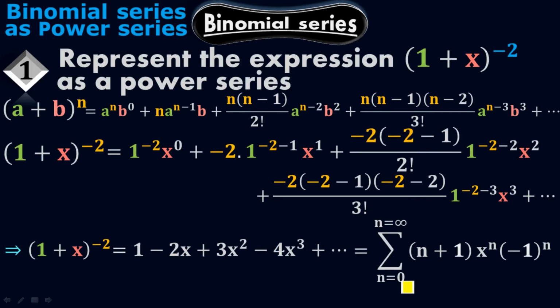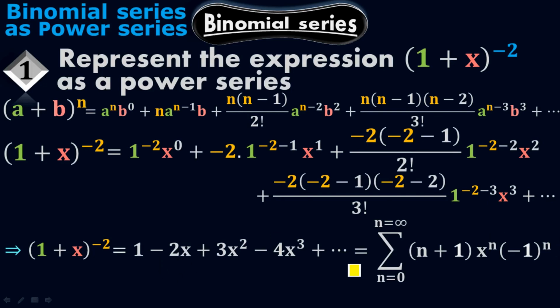At n equals 2, when I plug in n equals 2, negative 1 to the 2 is positive. Therefore, I have a positive sign. At n equals 3, when I plug in n equals 3 here, negative 1 to the 3 is negative. Therefore, I have a negative in front of the fourth term, and so on. So if n is even or 0, then we will have a positive sign. If n is odd, like 1, 3, 5, 7, then the sign will be negative.